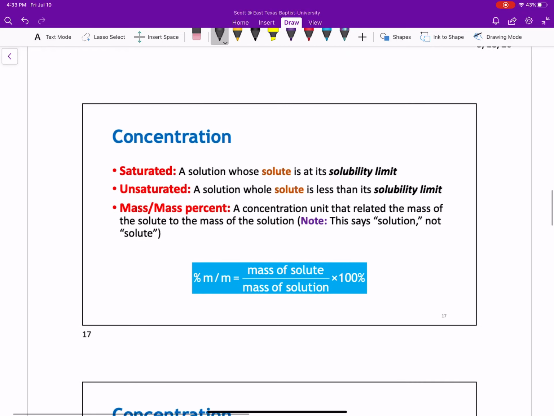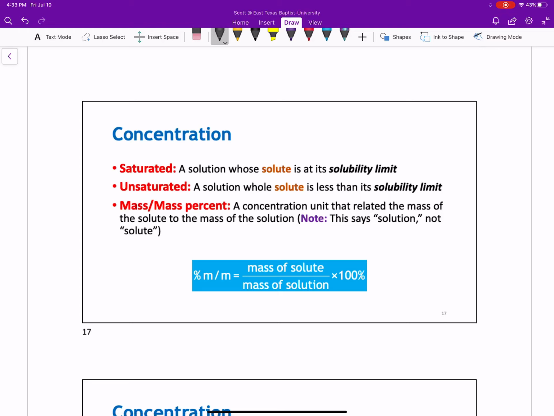Let's talk more about concentrations. Saturated is a term used whenever the solution has a solute at the solubility limit. It is saturated. There's no more solute that can fit inside that volume of solvent. Unsaturated is a solution whose solute is less than the solubility limit, meaning you can still add some more solute into that solvent and it will dissolve.